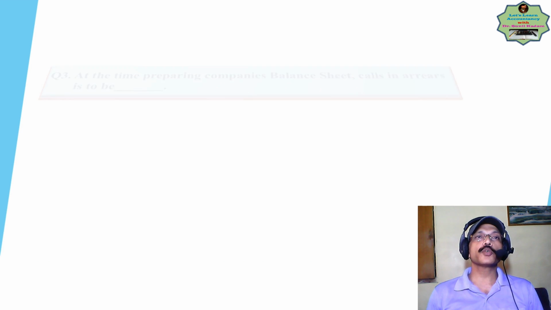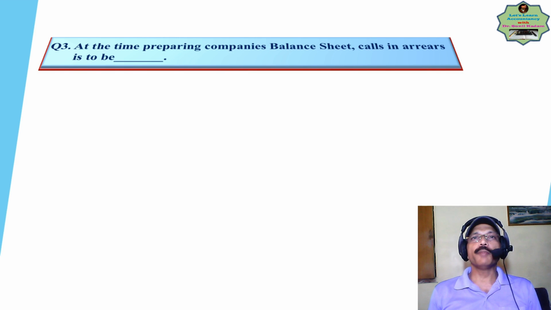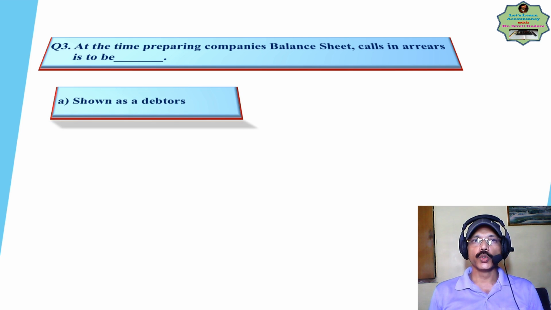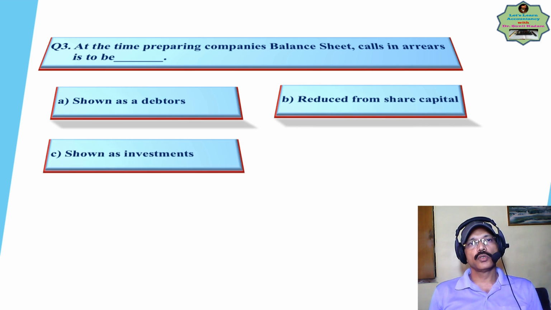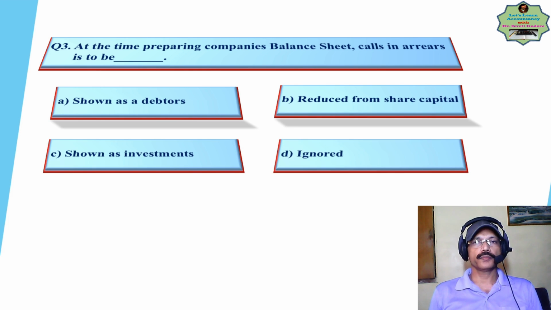Let's move on to the next objective. At the time of preparing the company's balance sheet, call arrears are to be ___. Option 1, shown as a debtor; reduced from share capital; shown as investment; ignore. At the time of preparing the company's balance sheet, call arrears have to be reduced because that much amount is not received from the shareholders.